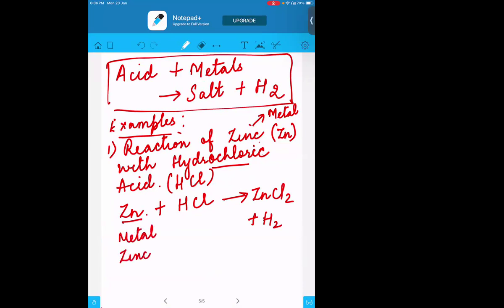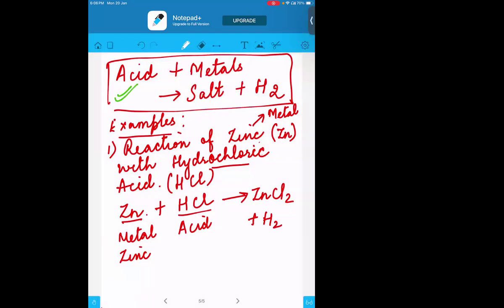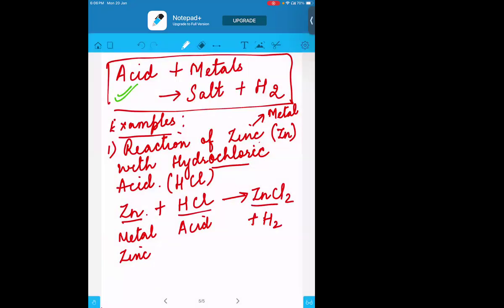Zinc is a metal here. HCl is the acid, which is hydrochloric acid. And as already mentioned above, the reaction forms a salt. The formation of the salt will be ZnCl2, which means the name of this salt is zinc chloride, and they will also be releasing the gas called H2.